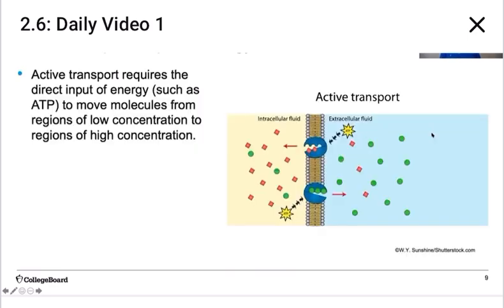So what happens if the cell wants to move molecules the other direction? Well, that's where active transport comes into play. Active transport requires the direct input of energy, such as ATP, to move molecules from regions of low concentration to high concentration. So they're moving against their concentration gradient.